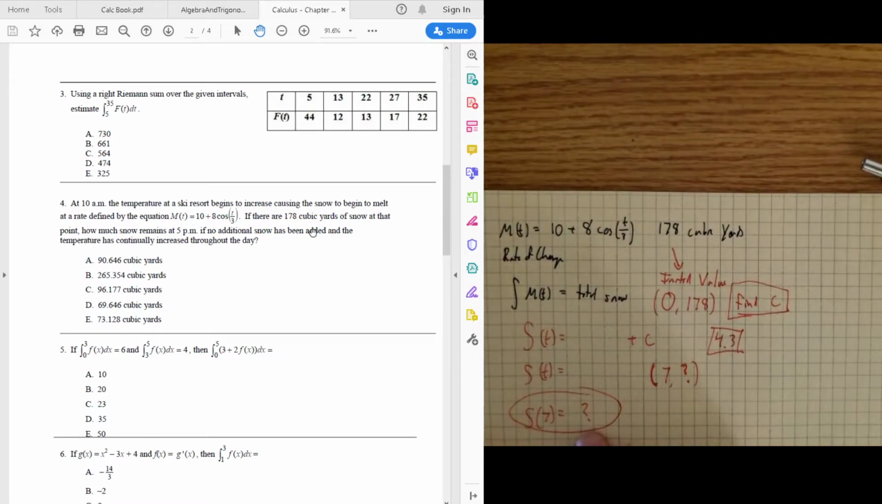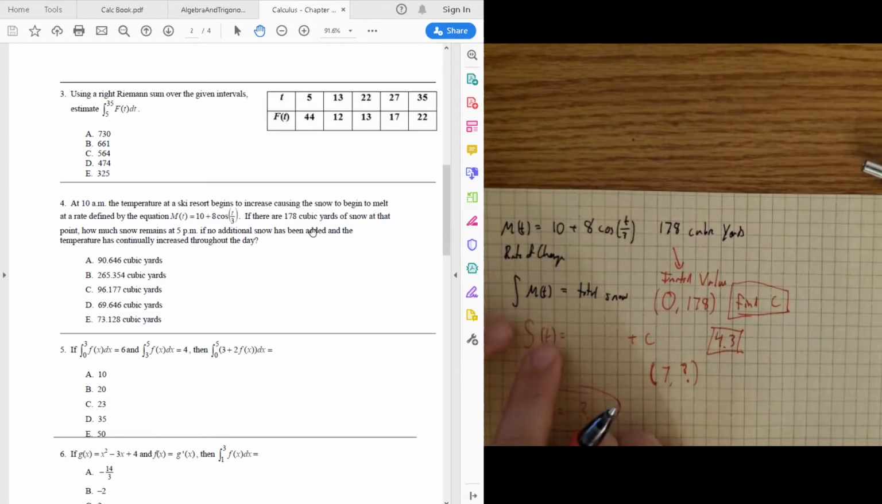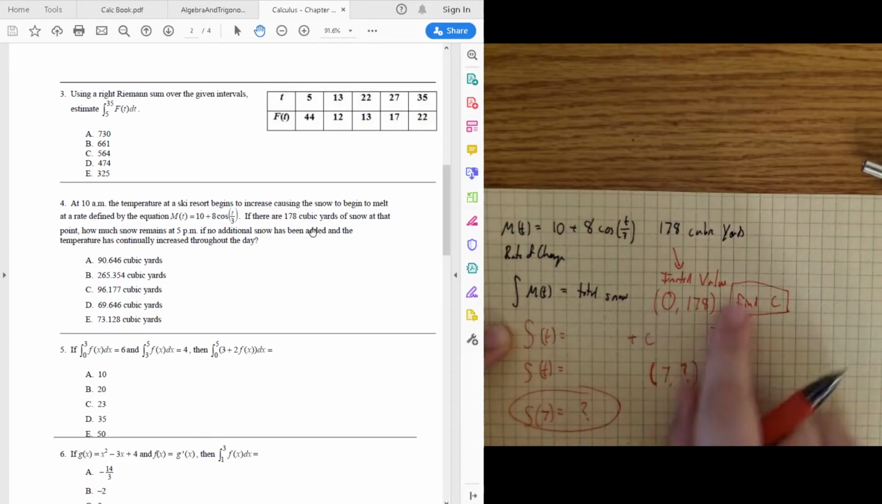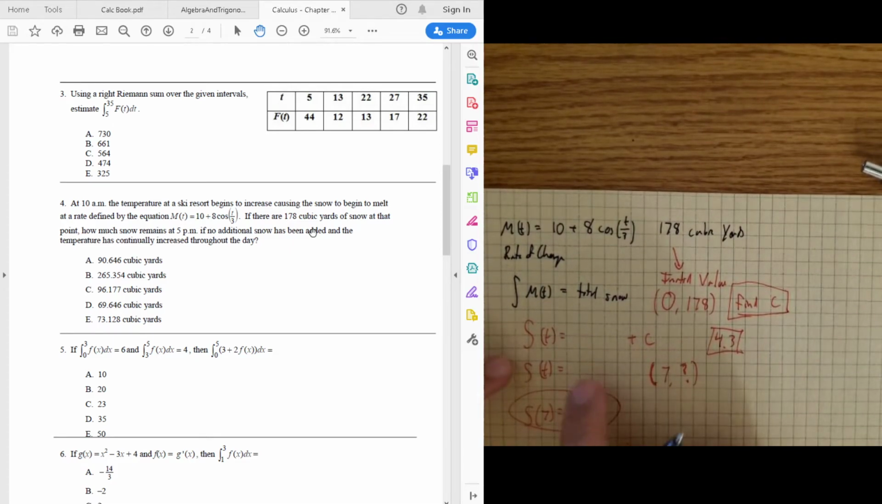So, one last time. We're going to integrate the function first, getting the new function that's going to have c in it. We're going to use the initial value to find out what c is to get the actual equation. And once we have the actual equation, we're then going to plug in our number to figure out what the new total is supposed to be.